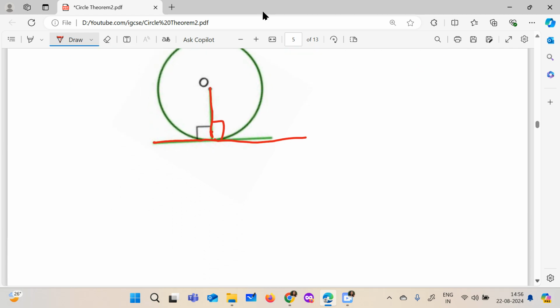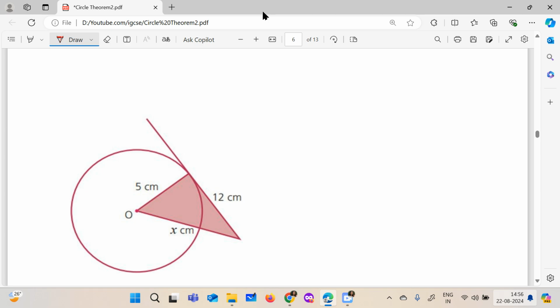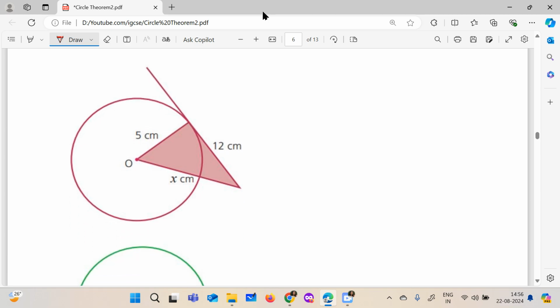Now let's see a few questions based on this. We have this question. You see that there is a circle with center O, and a tangent touching it at one point. So this is a tangent. Just now we learned about the tangent and the radius. This and this both are radius, correct? So radius and the tangent form 90 degrees, right?